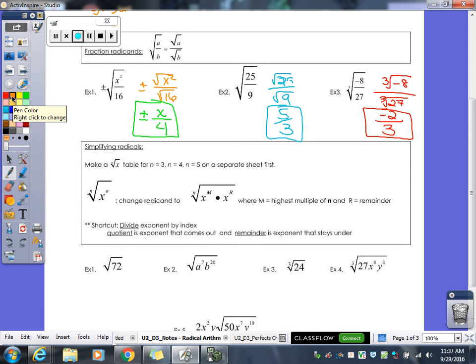How are we doing with those ones so far? Coming back a little bit, we did do a little bit of simplifying radicals in 9th grade.